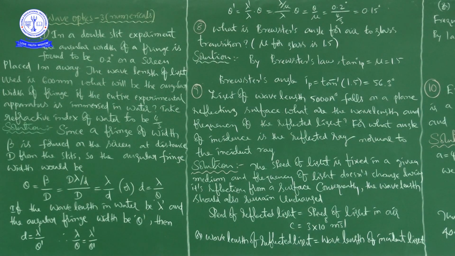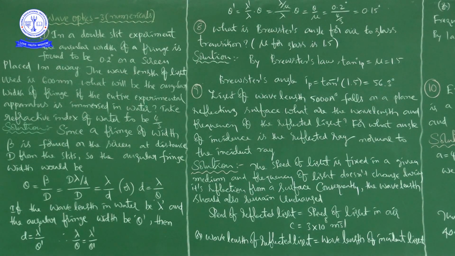Okay, see this. In a double slit experiment, the angular width of a fringe is found to be 0.2 degrees on a screen placed 1 meter away. The wavelength of light used is 600 nanometers. Obviously, we want the wavelength of light used. What will be the angular width of the fringe if the entire experimental apparatus is immersed in water? Take the refractive index of water to be 4/3.